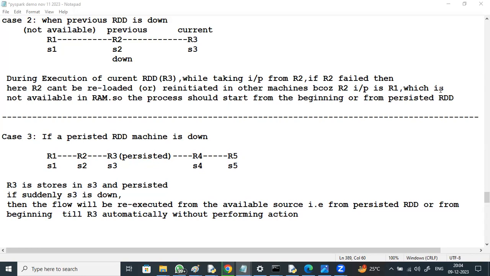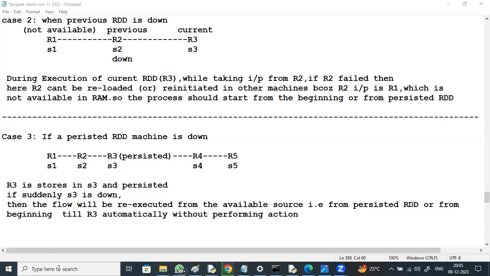Do you think the flow executes from the start? No. Means yes. So in this case, repersisting is going to happen. One thing you are going to observe is that repersisting is going to happen. Then the flow will be re-executed from the available source, from the persisted RDD or from the beginning till R3, automatically without any performance issue.